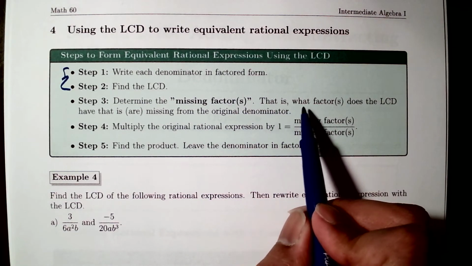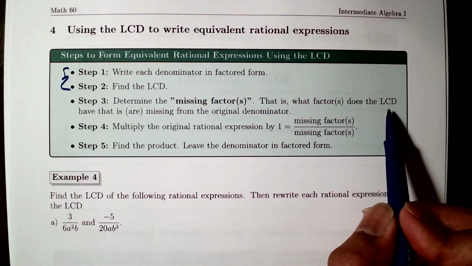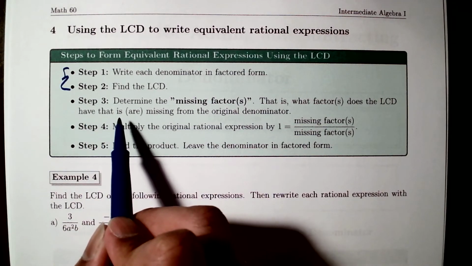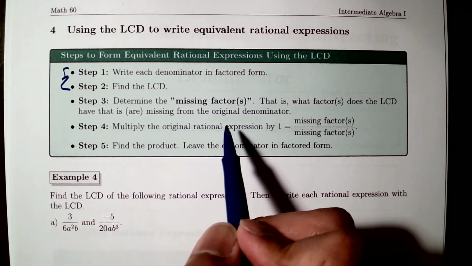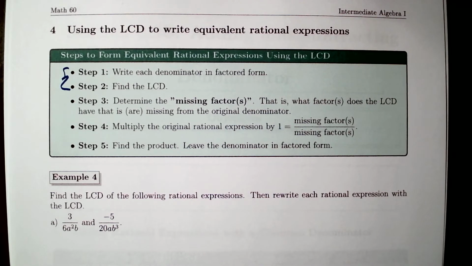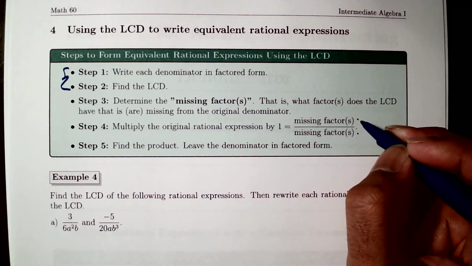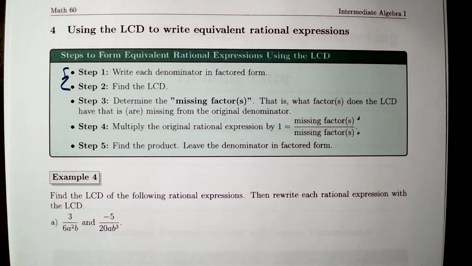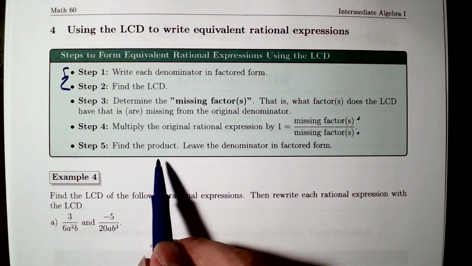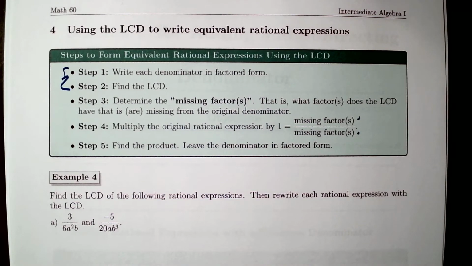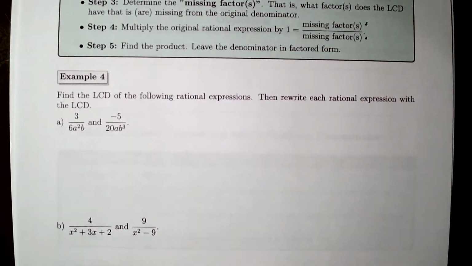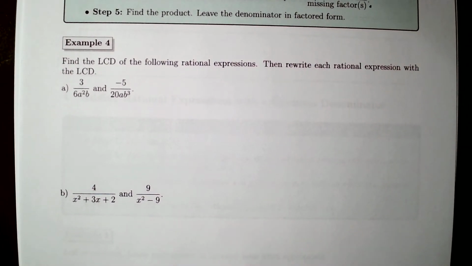That is, what factors does the LCD have that are missing from the original denominator? And then we're going to multiply each fraction, numerator and denominator, by those missing factors. So we find the product and leave the denominator in factor form. So let's look at these examples right here.